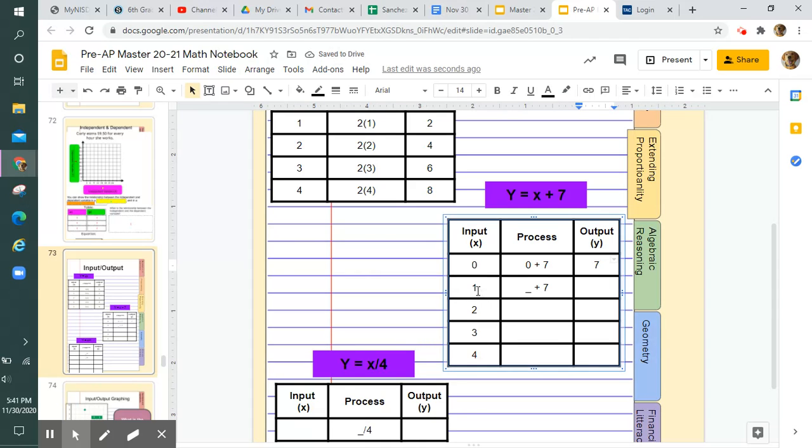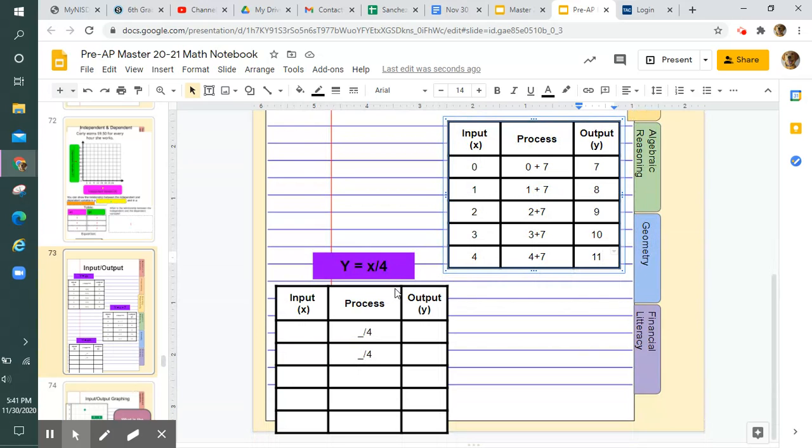Now we have 1. So instead of x, we're going to put 1. So 1 plus 7 is 8. Now we're going to put 2 plus 7. 2 plus 7 is 9. Hopefully you're catching on by now. So we're going to fill in 3 plus 7 because x is equal to 3. 3 plus 7 is 10. And for the last one here, we're going to do 4 plus 7, and 4 plus 7 is equal to 11. So again, we have all of our x values and then all of our y values here.